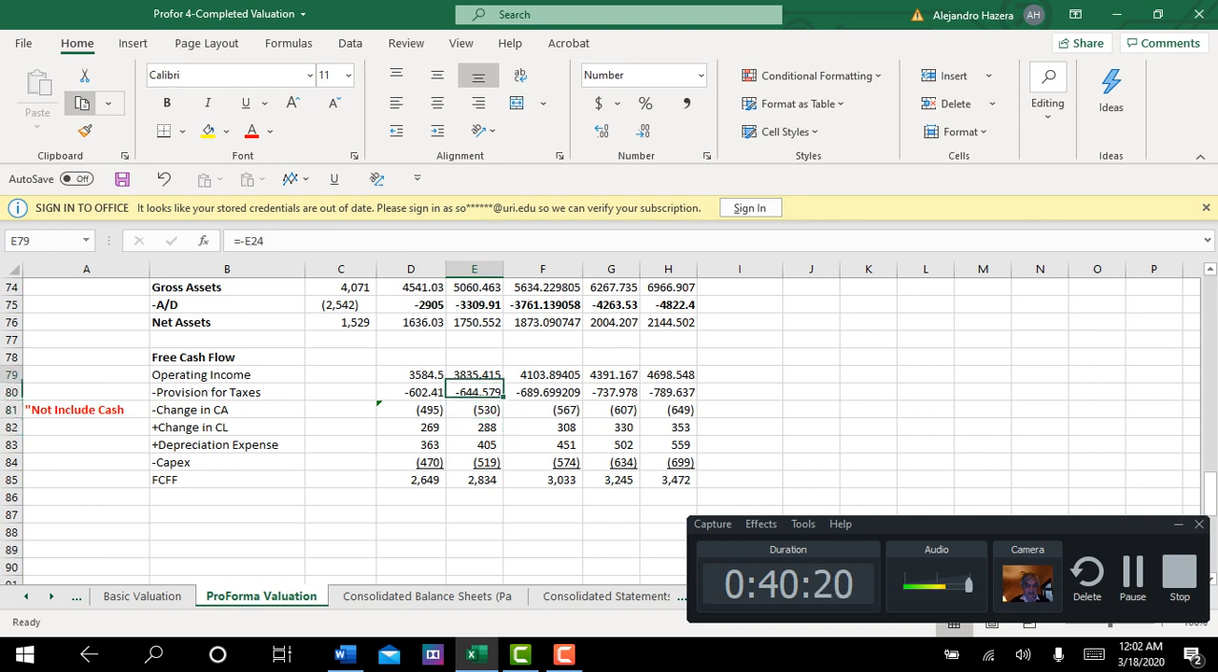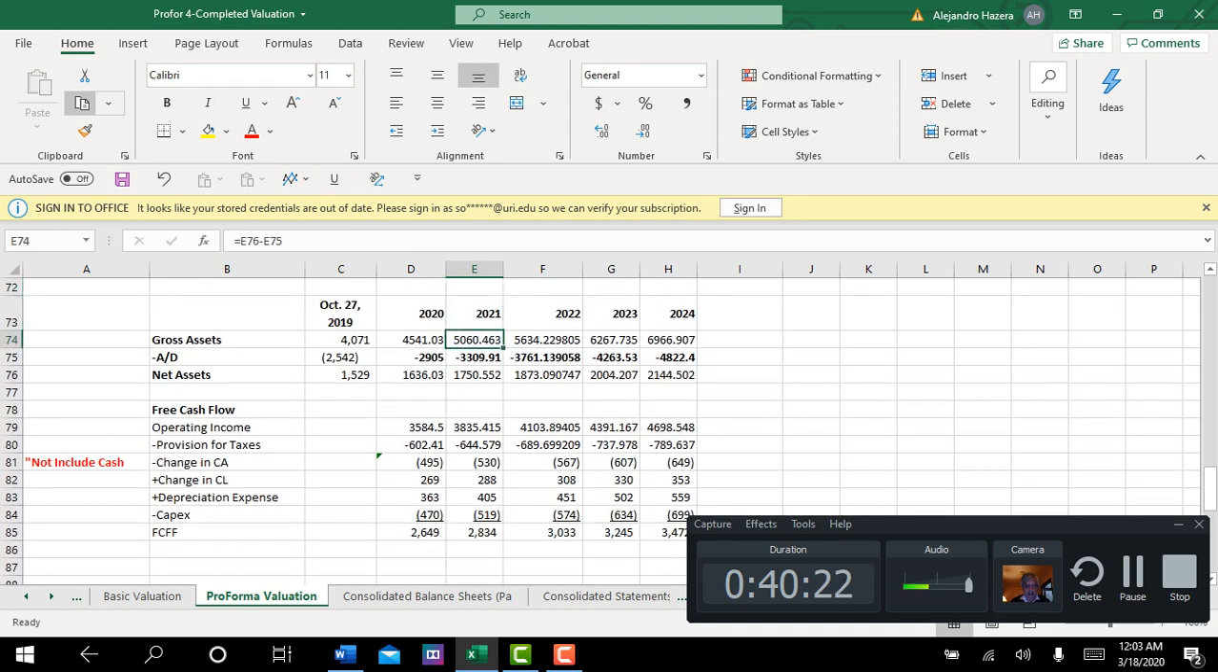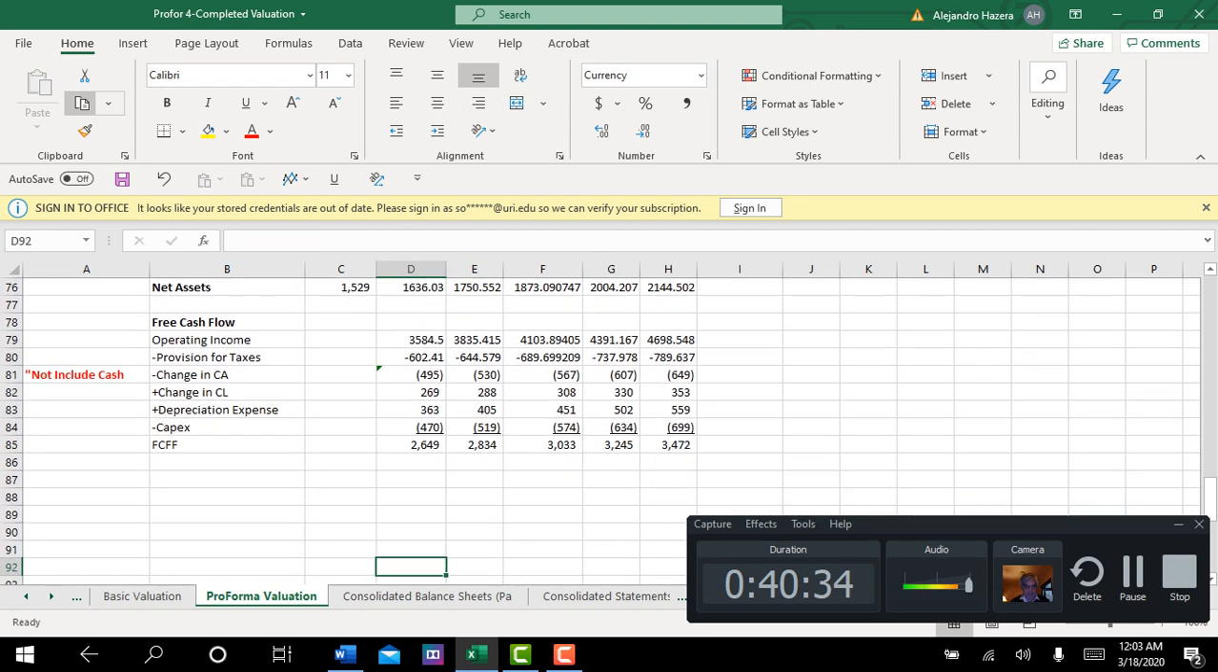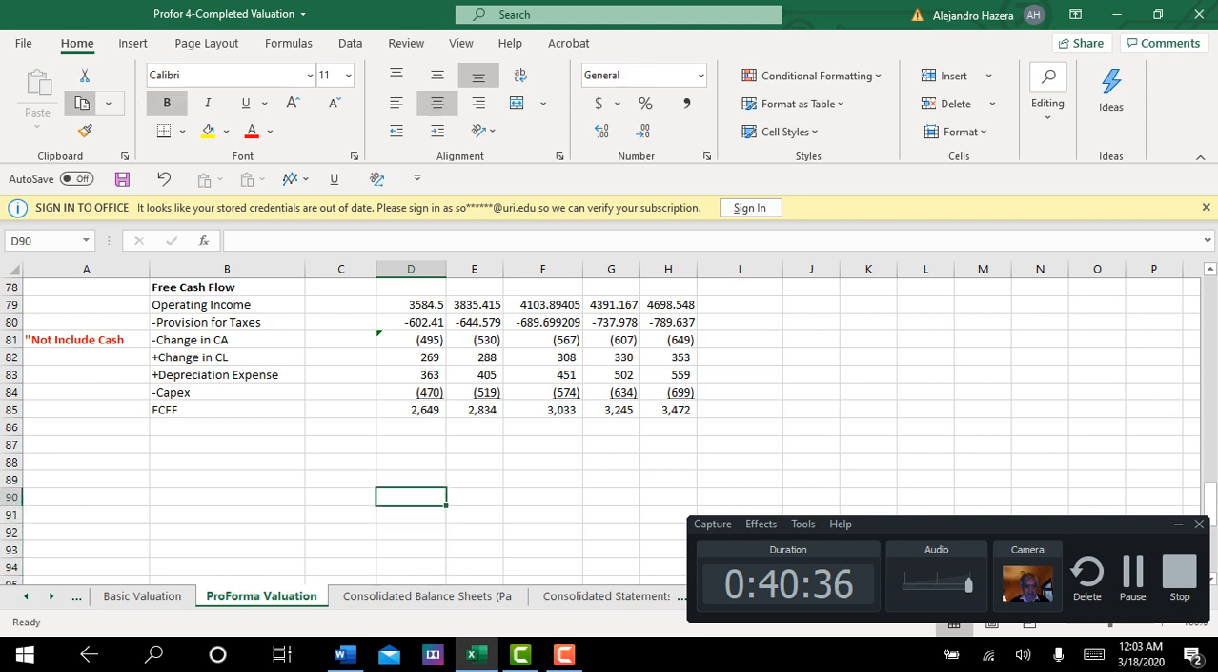Okay, and I'm going to try to leave the years up here. I won't be able to, but there's your free cash flow for 2020. All right, our projected is 2649, et cetera, et cetera, et cetera. Okay, and so I'm going to bring it down here. I will bring back the years. Okay, now we're ready. So now we're ready to do our final valuation.